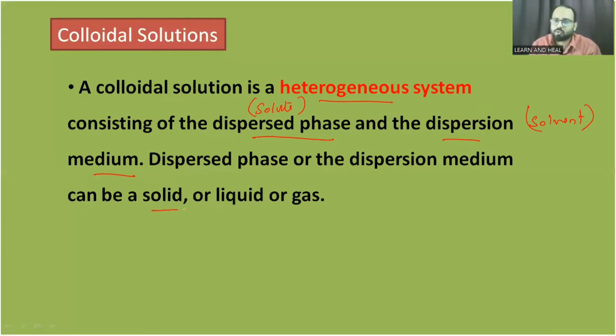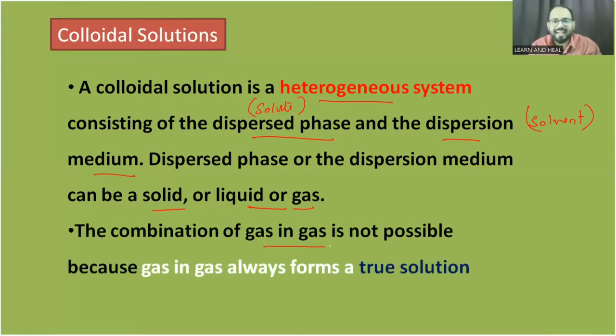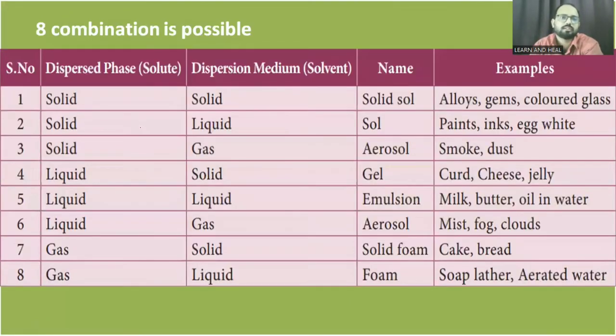The dispersed phase or dispersion medium can be solid, liquid or gas, it doesn't matter. All combinations are possible except gas in gas, that is, dispersed phase gas and dispersion medium gas. That condition is not possible. If both the dispersed phase and dispersion medium are gas, that is not a colloidal solution, that is a true solution. So apart from that, 8 combinations are possible.